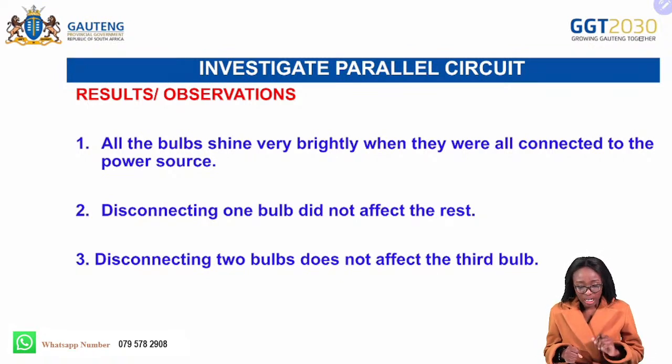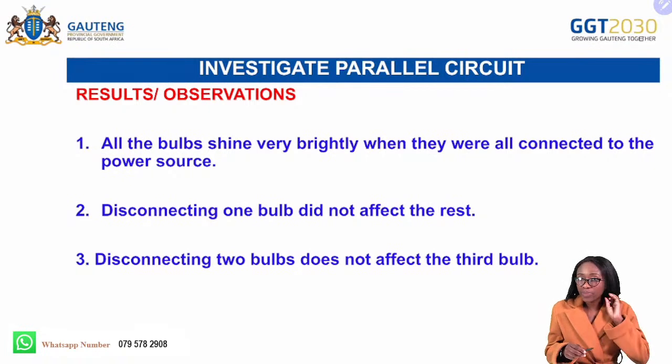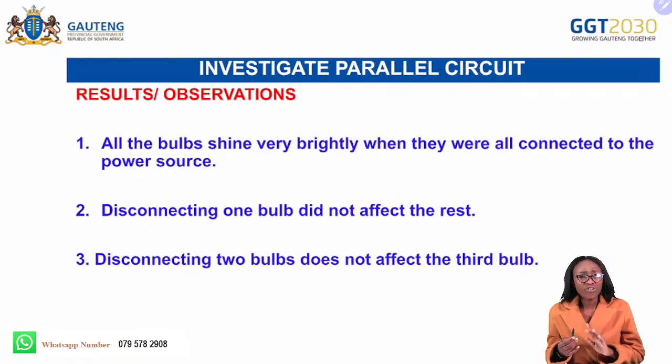Observation 2. Disconnecting one bulb did not affect the rest. Do you remember when we disconnected bulb number 3? It did not affect bulb number 2 and bulb number 1. Also, when we disconnected bulb number 2, it did not affect bulb number 3 and bulb number 1. The third observation is disconnecting 2 bulbs does not affect the third bulb. So those are our results and observations.